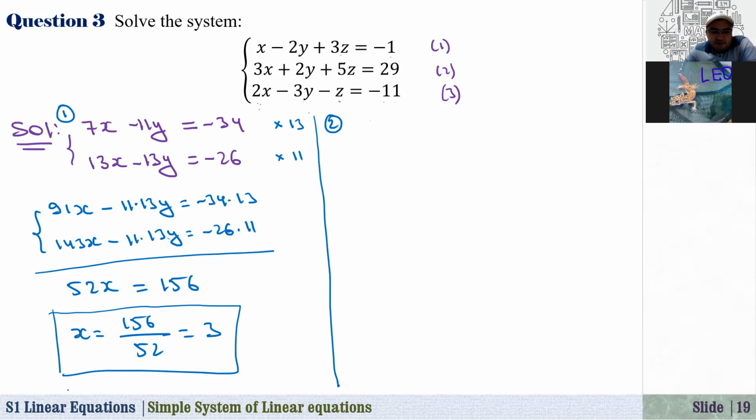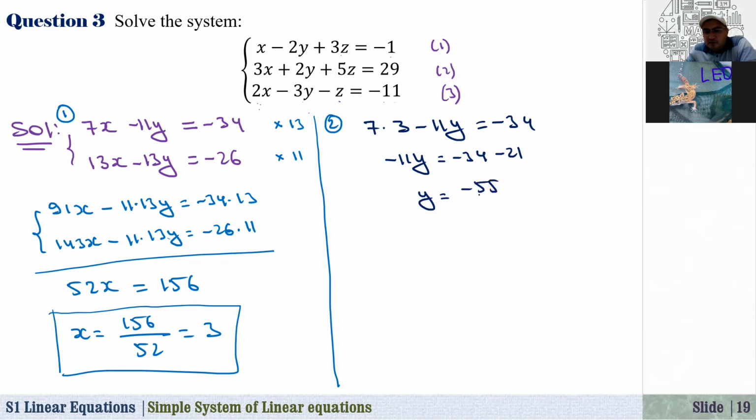So that is 7. Let me just change the color here. Here we have 7 times x, x equals 3 minus 11y, on the right-hand side, minus 34. So minus 11y is equal to minus 34 minus 21. What is y? Y is minus 55 over minus 11. That's equal to 5. And that is the value of y.